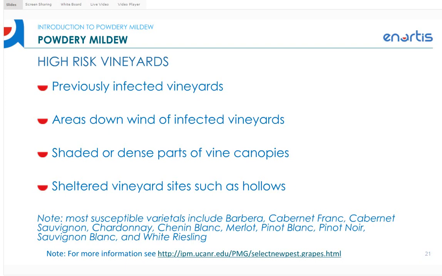Sheltered areas of a vineyard and shaded parts of the canopy are conditions that suit initiation and development of the disease. And I include another list of the susceptible varietals. You can see that this list is quite different from botrytis. For example, Cabernet Sauvignon, which is resistant to botrytis, is actually highly susceptible to powdery mildew.